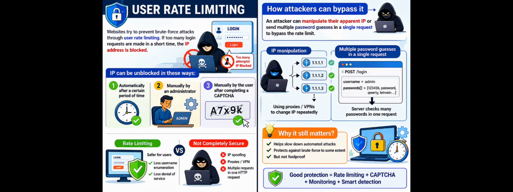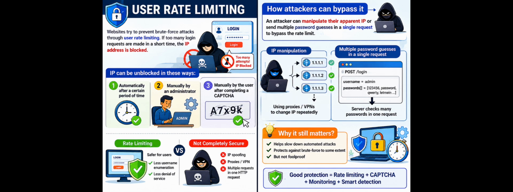What is user rate limiting? Another way websites try to prevent brute force attacks is through user rate limiting. In this case, making too many login requests within a short period of time causes your IP address to be blocked. Typically, the IP can only be unblocked in one of the following ways: automatically after a certain period of time has elapsed, manually by an administrator, or manually by the user after successfully completing a CAPTCHA. User rate limiting is sometimes preferred to account locking due to being less prone to username enumeration and denial of service attacks. However, it is still not completely secure.